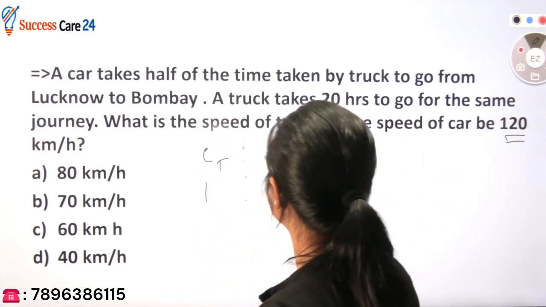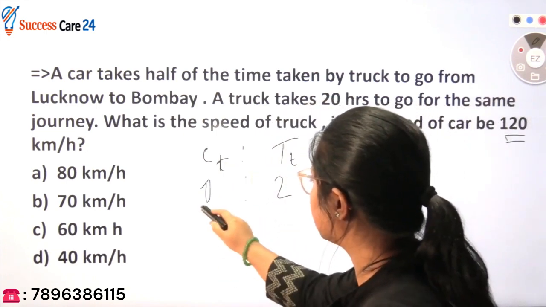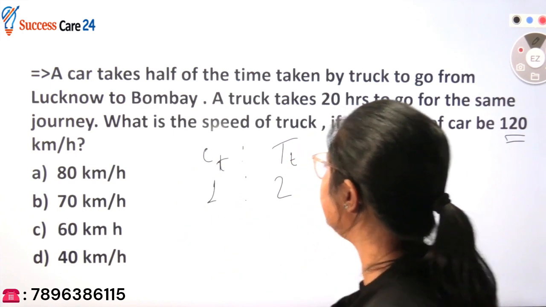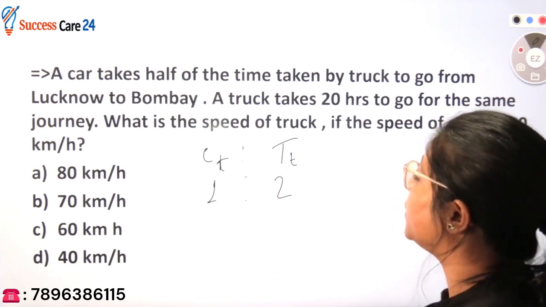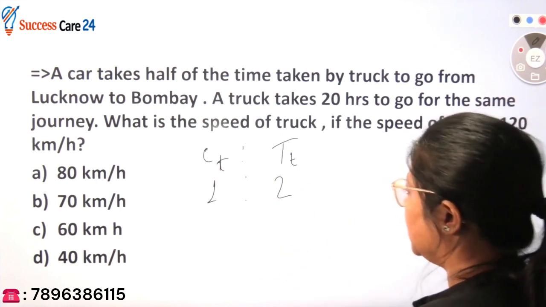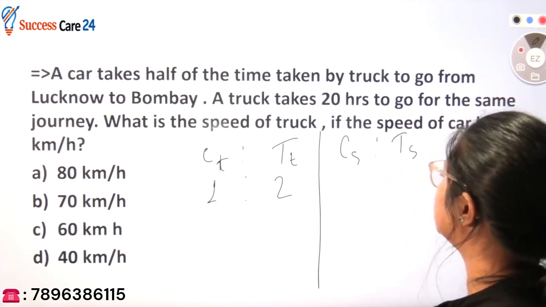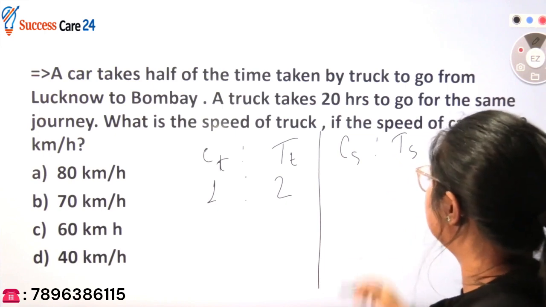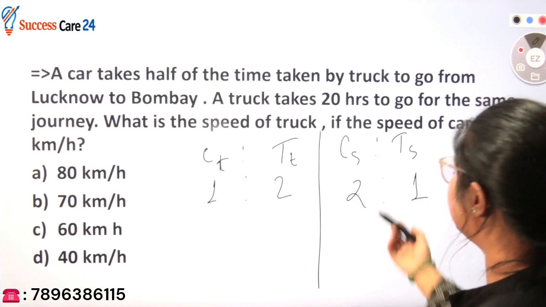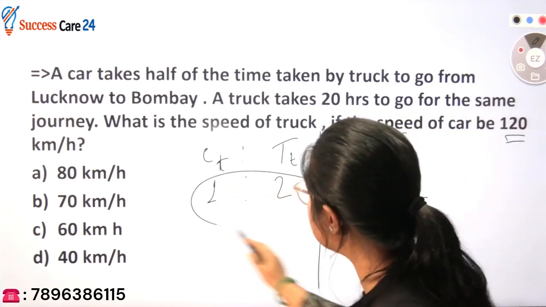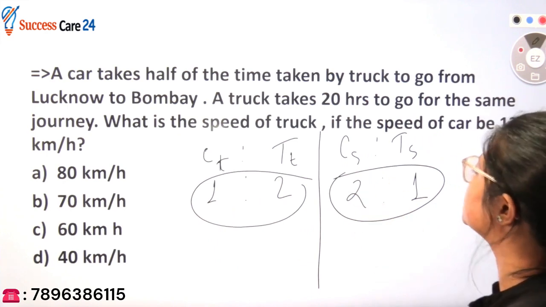So from here, the time ratio between car and truck is 1:2, isn't it? Since the car takes half the time taken by the truck, the ratio of time taken by the car and truck would be 1:2. Then what would be the speed ratio of car and truck? It would be 2:1, because we have just done the inverse of it. Take the inverse ratio of time, you will get the speed ratios.